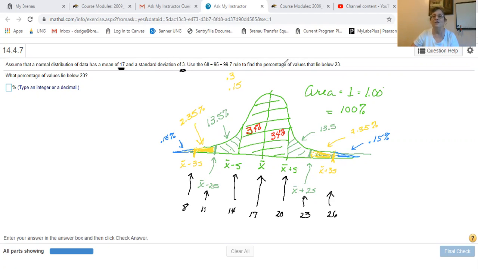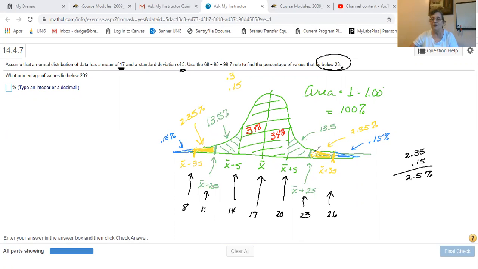Now we can answer any question. They want to know the percentage of values that lie below 23. Okay, here's the 23. It might be easier, instead of adding all of these, to just add these two and then subtract that from 1. So why don't we do that? If I take the two parts that are above that, that would be 2.35% and 0.15%, which is going to be 2.5%.